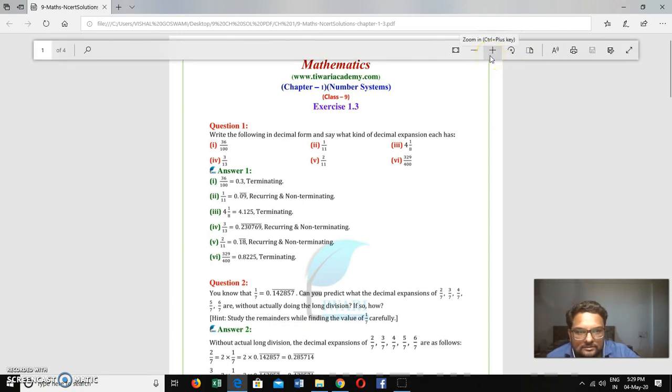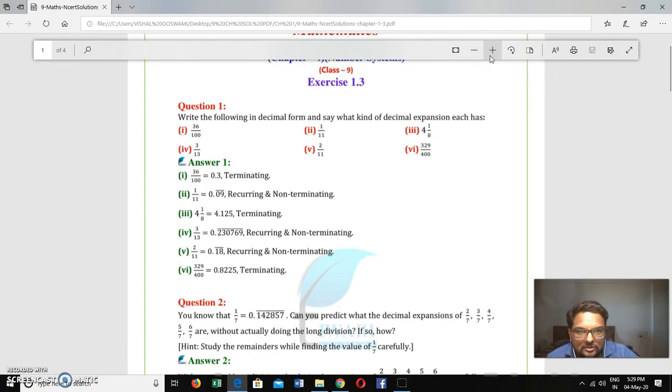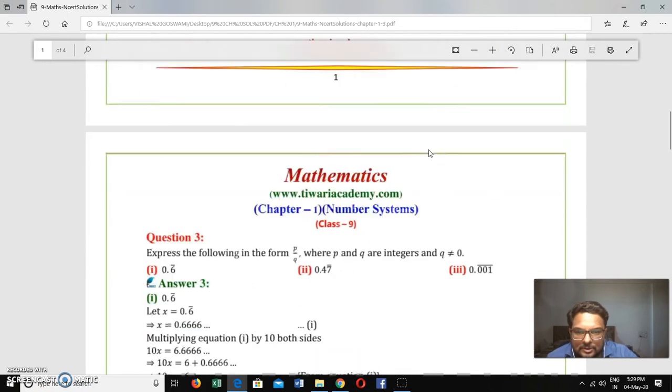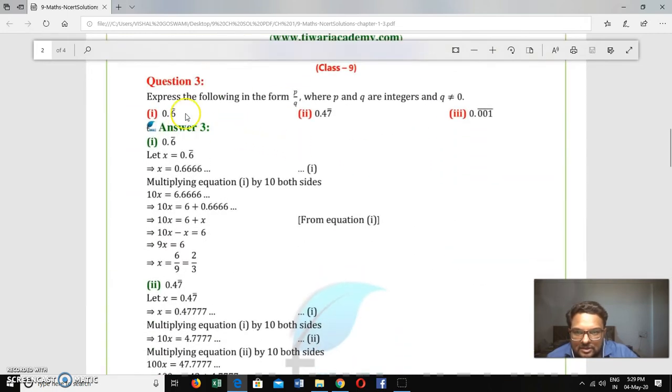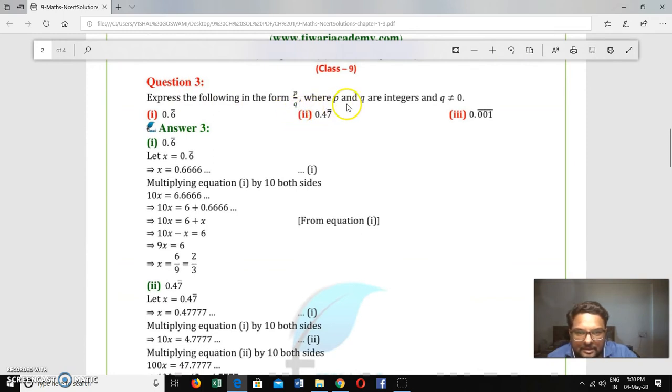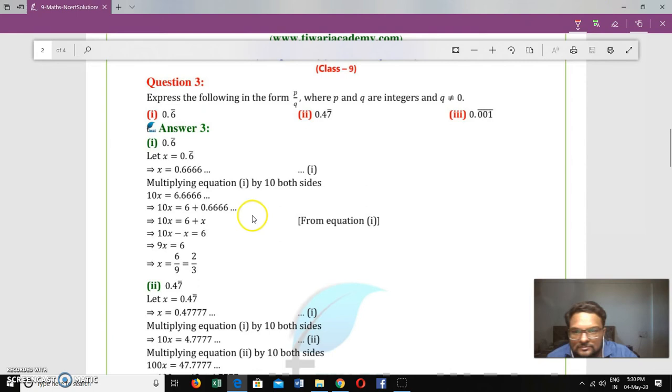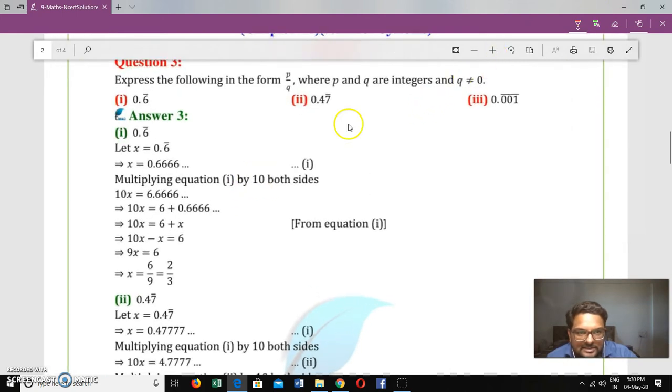Welcome students. We have already gone through exercise 1.3 with questions number 1 and 2. Let's begin question number 3. That is all about expressing the following in the form of p upon q, where p and q are not equal to 0. So let's start the first question to understand what it is.